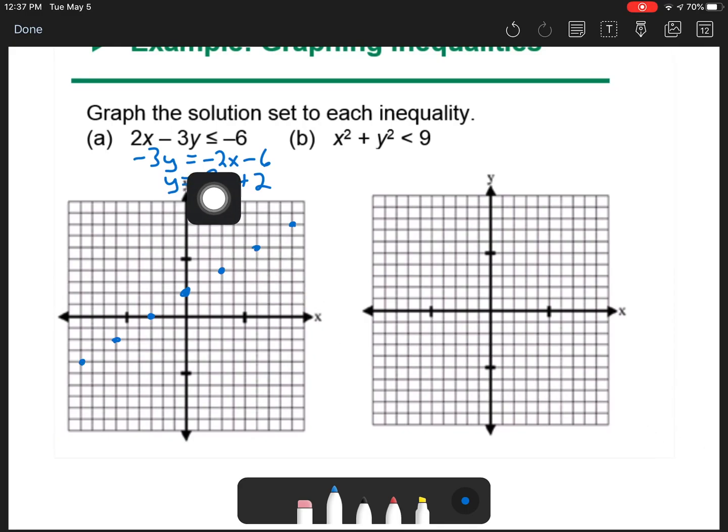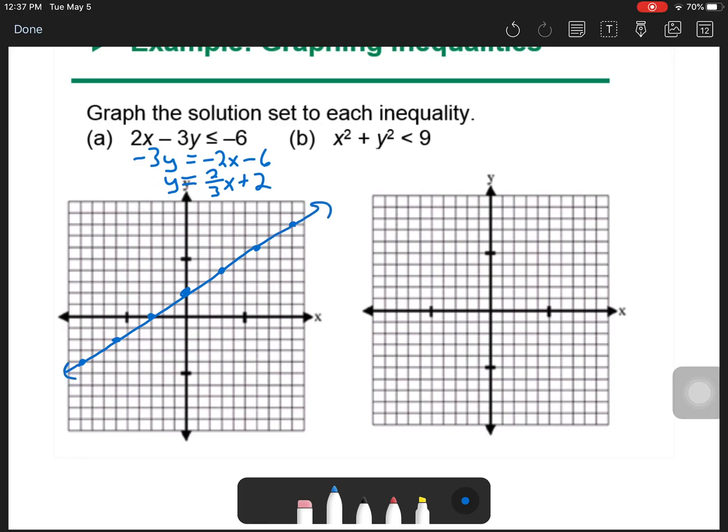Now, the other thing to consider is that your boundary is either going to be a solid or a dashed line. The way that you would determine that: if it has the "or equal to," that's solid. On this one, it has the "or equal to," so this one's going to be solid. Okay, so we've got a solid boundary going through those points.